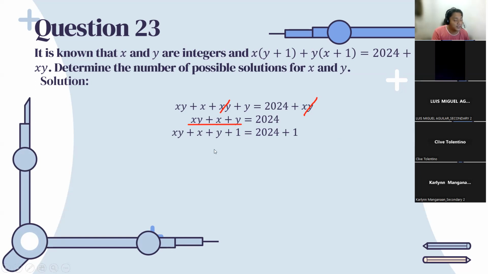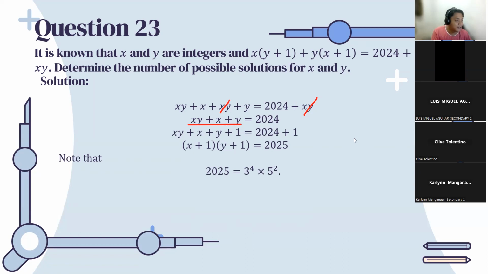Now, the reason for adding 1 is so that we can factor the left-hand side, which will give us (x plus 1) multiplied by (y plus 1) is equal to 2025. Knowing that x and y are integers, that means that we can assign factors of 2025 to x plus 1 and y plus 1. So that means we get the number of factors of 2025. Prime factorization first of 2025 is 3 raised to 4 multiplied by 5 squared.